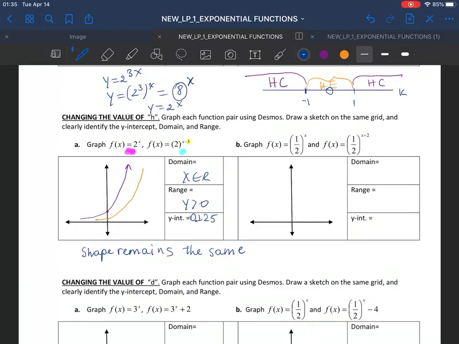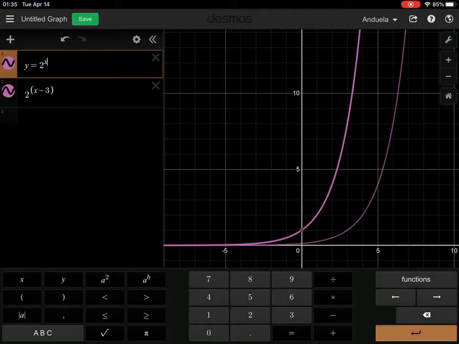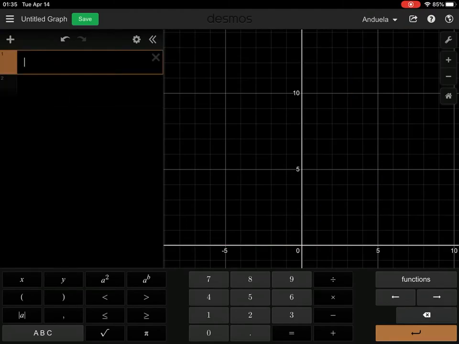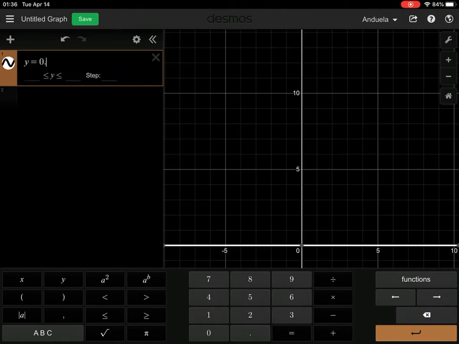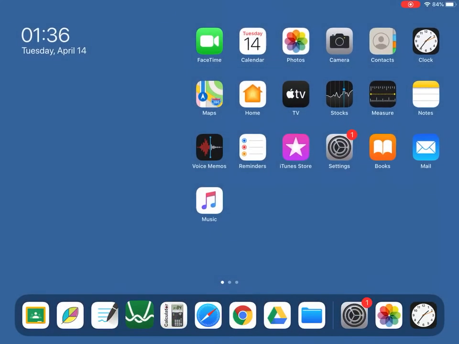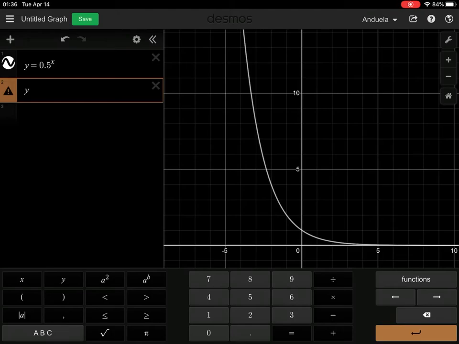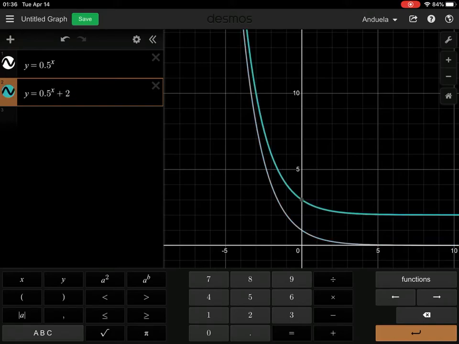Now, in a similar way, we are going to go ahead and graph y equals 1/2 to the power of x and 1/2 to the power of x plus 2. So I just changed the base a little bit, just for the fun of it. We're kind of getting tired of 2 to the power of x. And I'm gonna move on to y equals 1/2 or 0.5 to the power of x. And the next one was 0.5 to the power of x plus 2, I think. Let's double check, yes. Y equals 0.5 to the power of x plus 2.